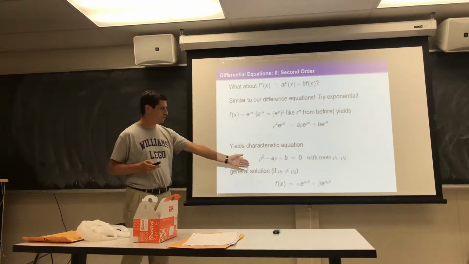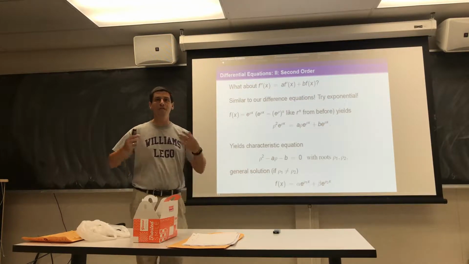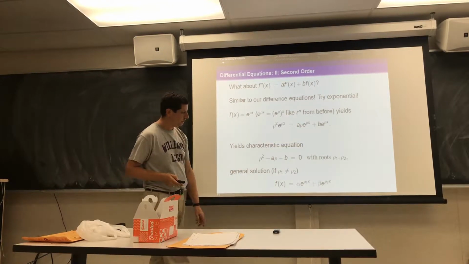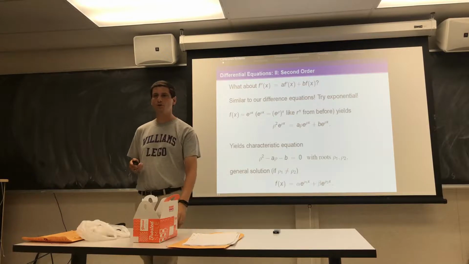Oh, well, that just has roots rho 1 and rho 2. You can solve that with the quadratic formula. It's very, very similar to what we did for difference equations. The theory is very similar. And we get f of x as alpha e to the rho 1 x plus beta e to the rho 2 x.